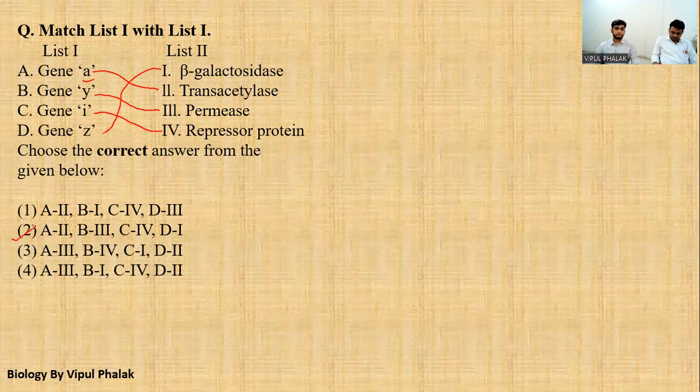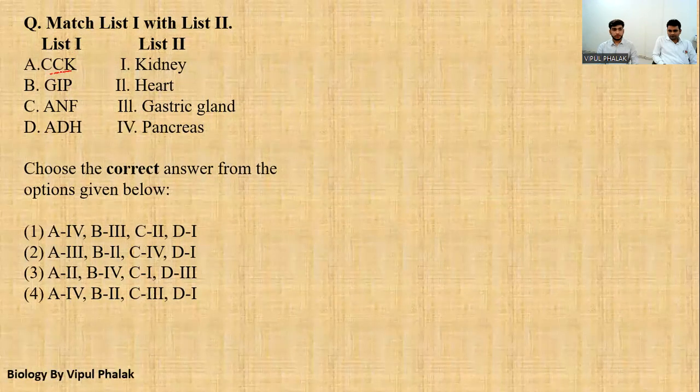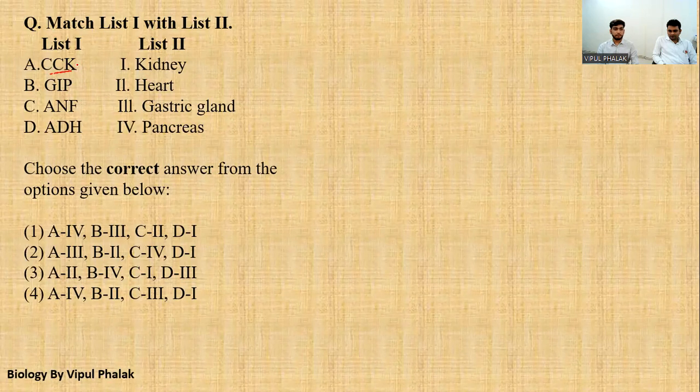Next question we have got. CCK stands for cholecystokinin, which is secreted by pancreas. GIP refers to gastric inhibitory polypeptide, which is secreted by gastric glands. ANF stands for atrial natriuretic factor, which is from heart, and ADH stands for antidiuretic hormone, which is through kidney. So fourth, third, second, first. A is correct.